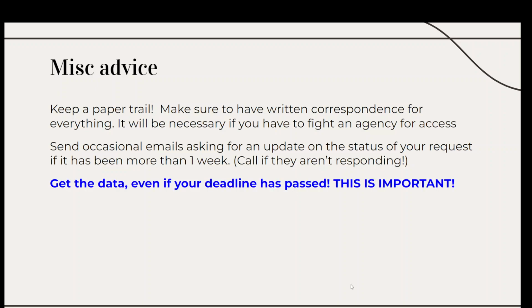And then finally, get the data even if your deadline has passed. This is super important. This is especially true if you have to go to the office and get paper copies or something like that. But you want to follow through and get the data, because we do not want agencies to think that if they just drag their feet long enough, we will go away and we won't come get the data and we won't care. So follow through, even if your deadline is passed, and you never know, maybe that information will be important for something else down the road. But do it to help everyone else out.